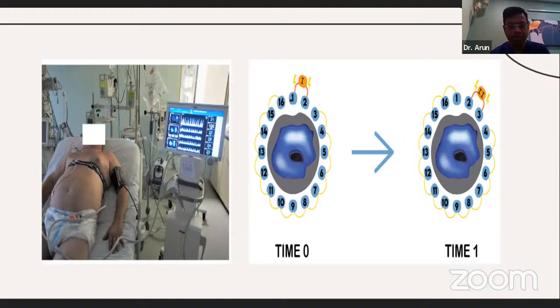After connecting this, a known current is delivered through one pair of electrodes. For example, here electrode 1 and electrode 2 are delivering the current, and when it passes through the tissue, the impedance change is calculated by all the remaining electrodes. Once that is done, the current moves to the next set of electrodes. First it was passing through 1 and 2, now it will pass through 2 and 3. Then the same thing happens again, and the difference is calculated by the remaining electrodes. When all 16 electrodes are completed, that means one cycle is done.